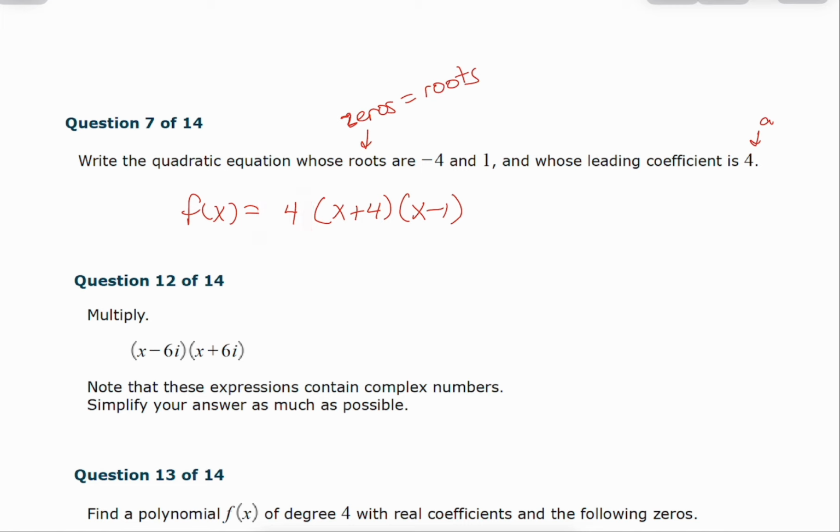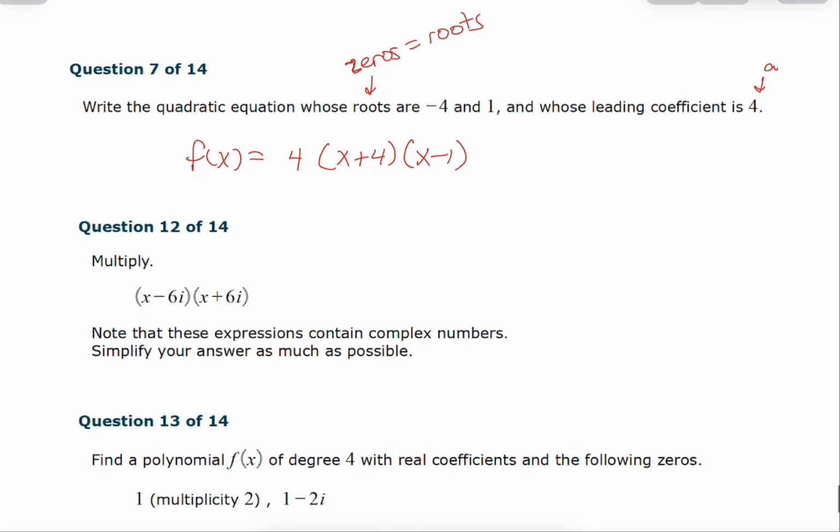Now, let's remind you how i's work for number 12. Remember, i is the square root of -1. So if you get -1 under a radical, don't forget your i, like I almost did on that last problem. Also remember that i squared equals -1. So when we multiply those conjugates out, these are conjugates, one's a positive 6i and one's a negative.